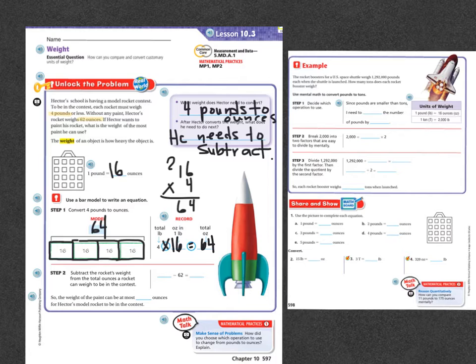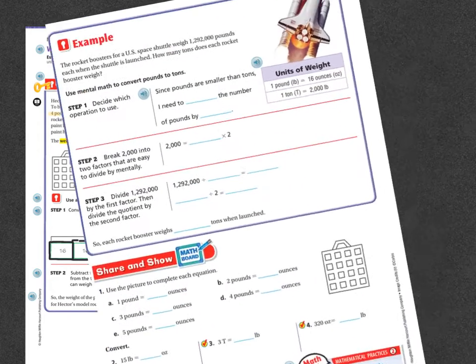But then we have to take that 64 and we have to subtract it by 62. All right, and 64 minus 62 is 2. So the weight of the paint can be at most 2 ounces for Hector's model rocket to be in the contest. All right, I'm going to move on to the second page.